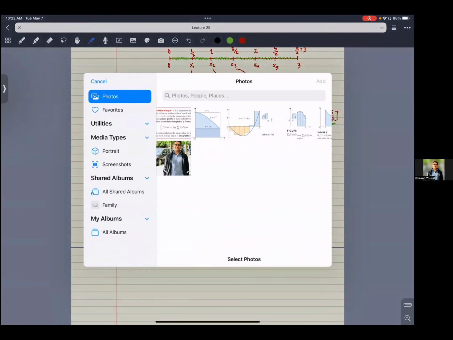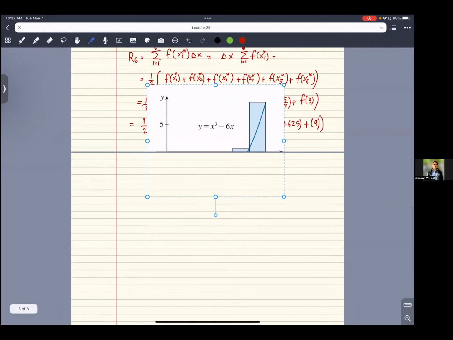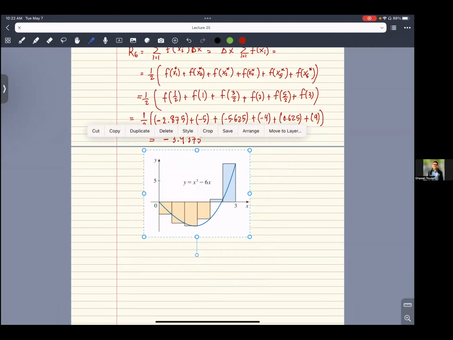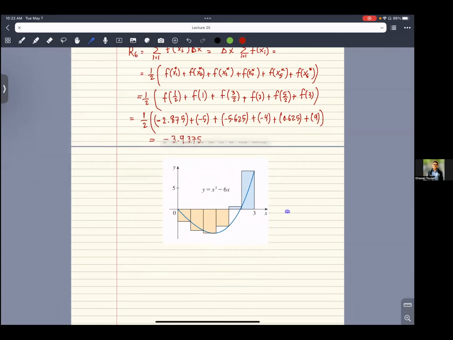Here is the graph of the function we just did. This is the graph of x to the power 3 minus 6x. So look, the total area below the x-axis, here's the x-axis, is greater than the total area above the x-axis. That's why the answer is negative.